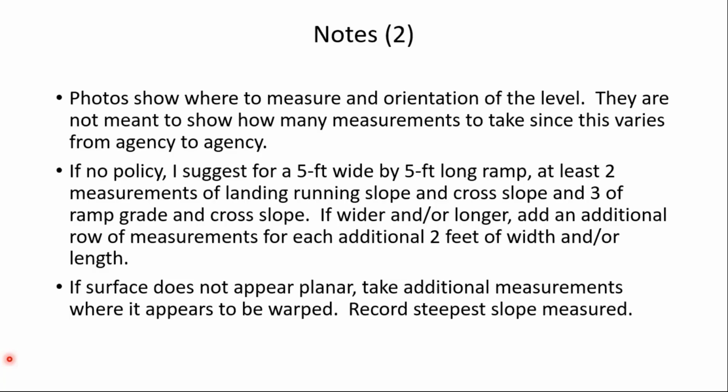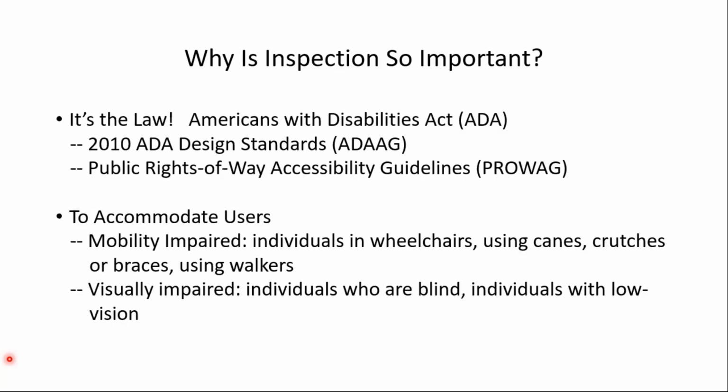If your agency doesn't have a policy, as it says here, I suggest for a 5-foot wide by 5-foot long ramp, measurements of the landing, running slope, and cross slope, and ramp cross slope. And if wider or longer, add another row of measurements for each additional 2 feet of width and or length. If a surface doesn't appear planar, take additional measurements where it appears to be warped and record the steepest measurement, the steepest slope measured.